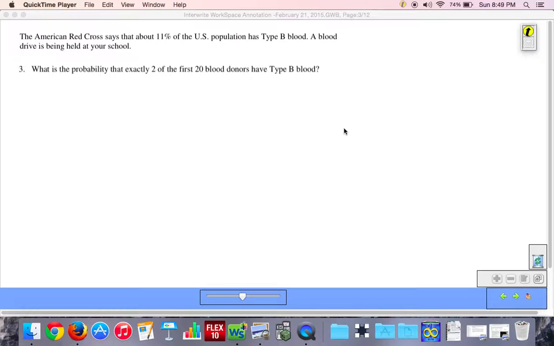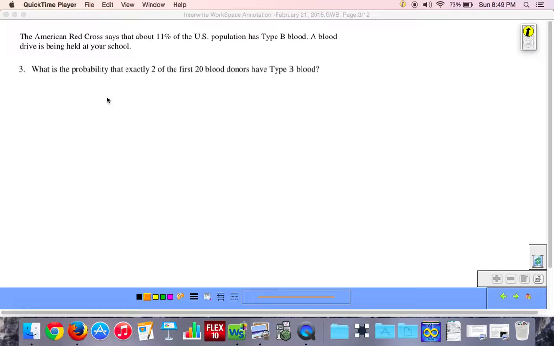Okay, we are on Chapter 17, Quiz A, question number 3, Take 2. Because apparently the first one I loaded up, I couldn't change a decimal to a percent properly. So let's try again. All right, so this problem is about 11% of the U.S. population having type B blood according to the American Red Cross.